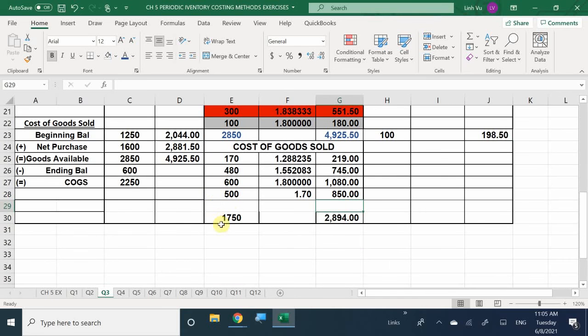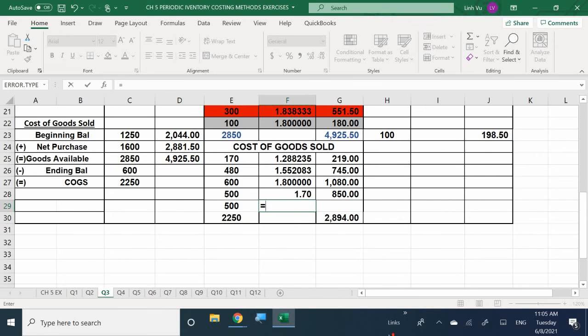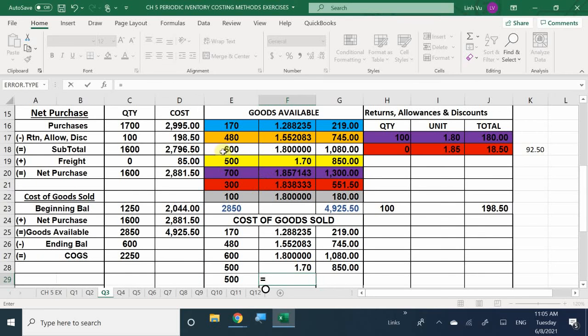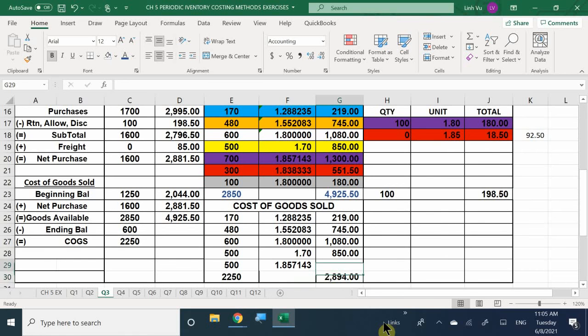So then we have $1,750. We already talked about it. How much more do I need to sell? 500, right? To get to 2250. All right. So in this case, since I'm going to take a portion of my purple batch, right? Purple is what I'm going to be working on next. I'm not taking all of it. So in this case, I have to calculate my cost per item of $1.857143 to get me a total cost of selling 500 items.